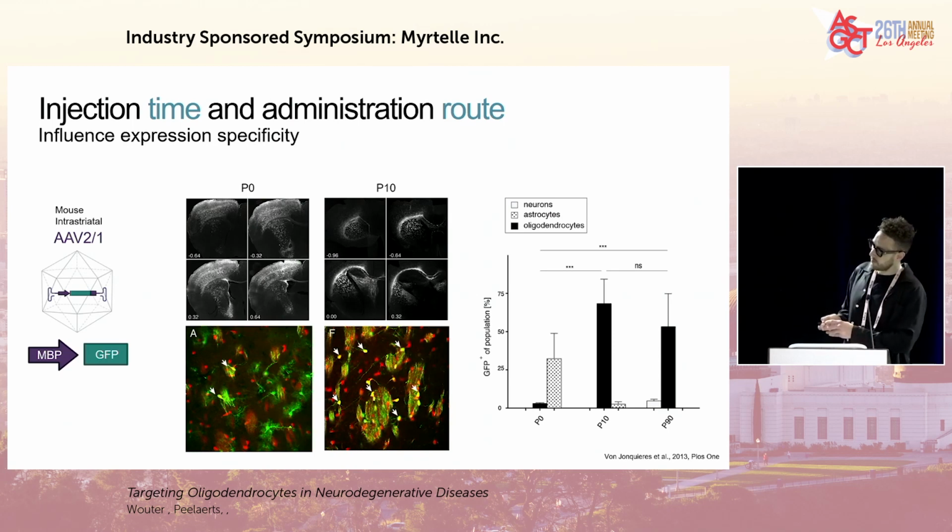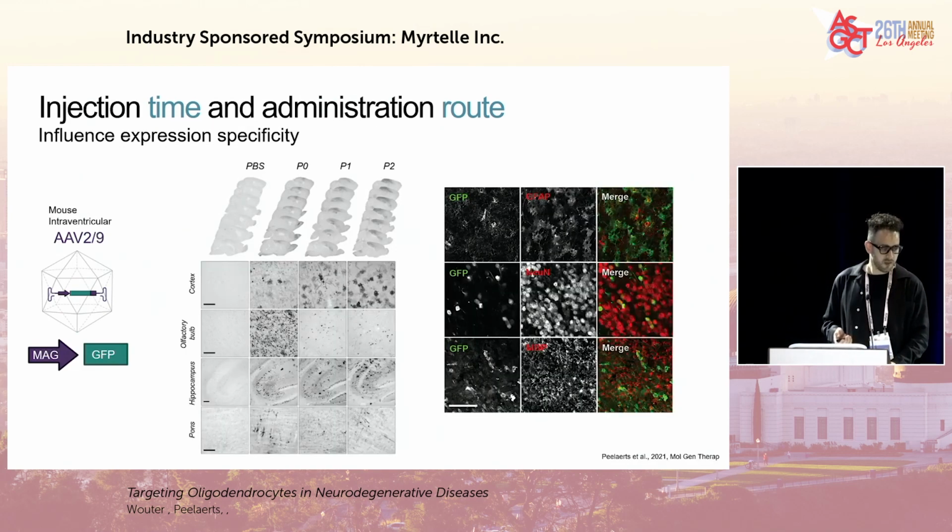You can see that at the P0 stage, when injecting these vectors into the striatum, you get mostly transduction of astrocytes, or expression in astrocytes using this system. But then later on, when you go to P10 or more adult stages and again inject them in the striatum, you can see that you get cell type specific expression, and that you're targeting oligodendrocytes. So we've done a similar study where we also looked at injection time and different administration routes.